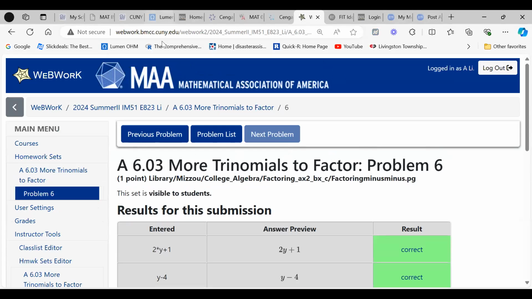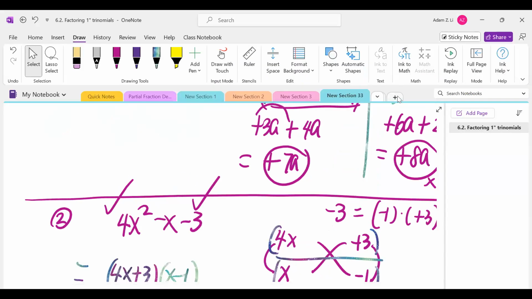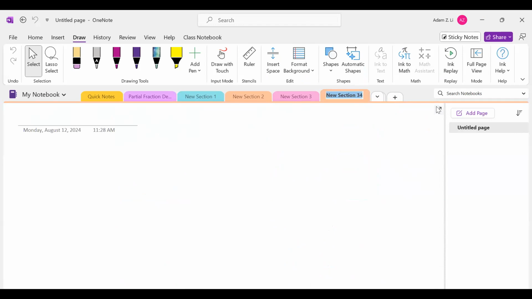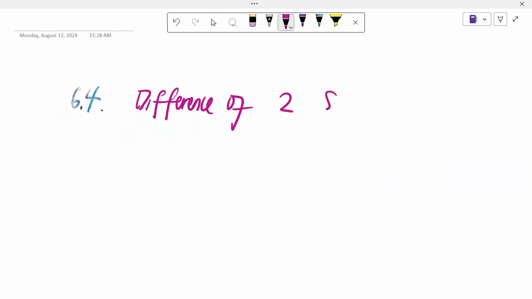Now let's take a look at the next section, right? Still factoring, but it's called the difference of two squares. And I'm going to show you how to factor the difference of two squares. So 6.4, it's on difference of two squares. Usually we have two square terms, and then we want to factor that.